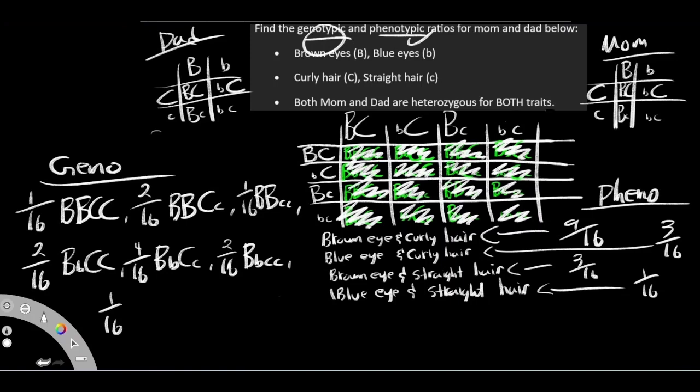1 out of 16 had a small b, big C. 2 out of 16 had small b, big C, big C, and 1 out of 16 had a small b, small c ratio.